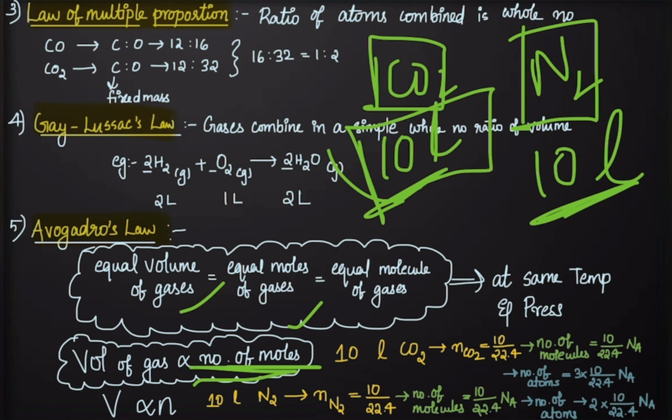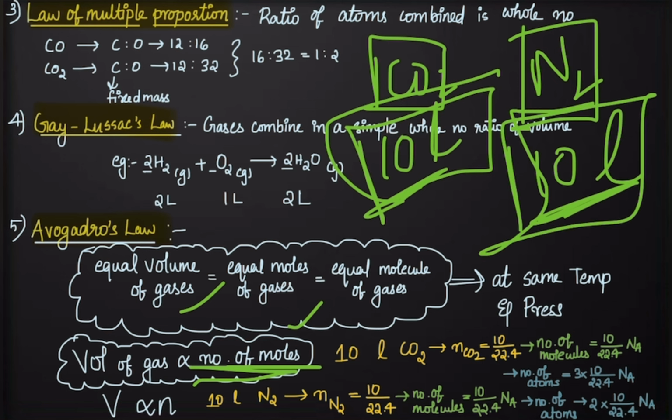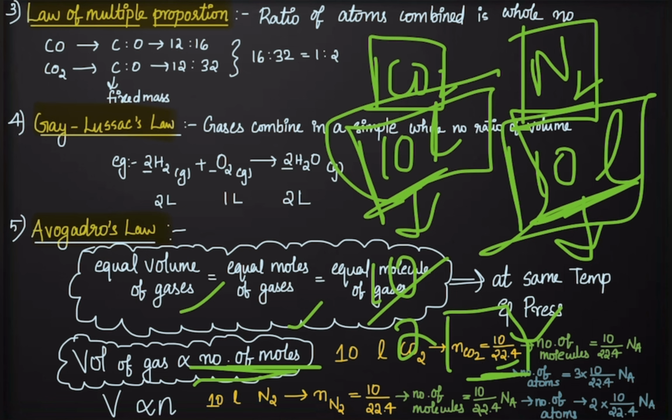If this is 10 liter and this is also 10 liter, the number of moles will be 10 divided by 22.4. To find the number of moles, we divide the given volume by the molar volume, 22.4. This is in the case of gases, and the number of molecules will be 10 divided by 22.4 into Avogadro number. One mole has Avogadro number of molecules.